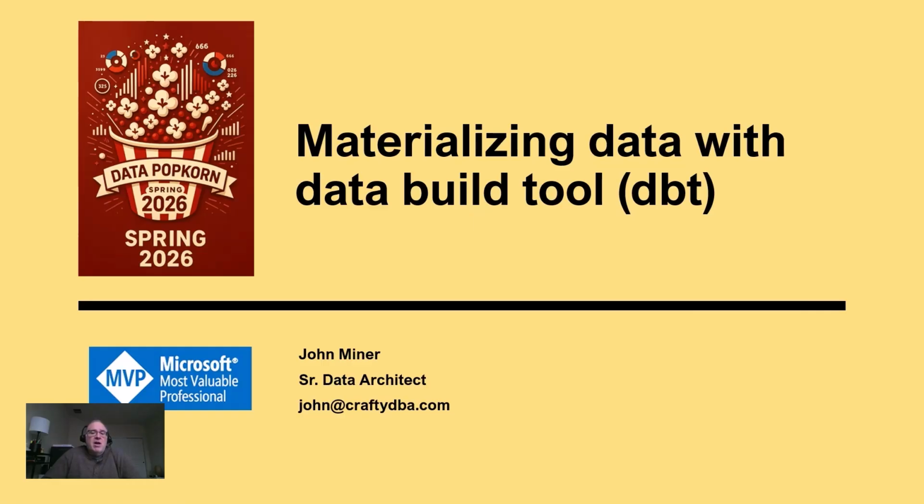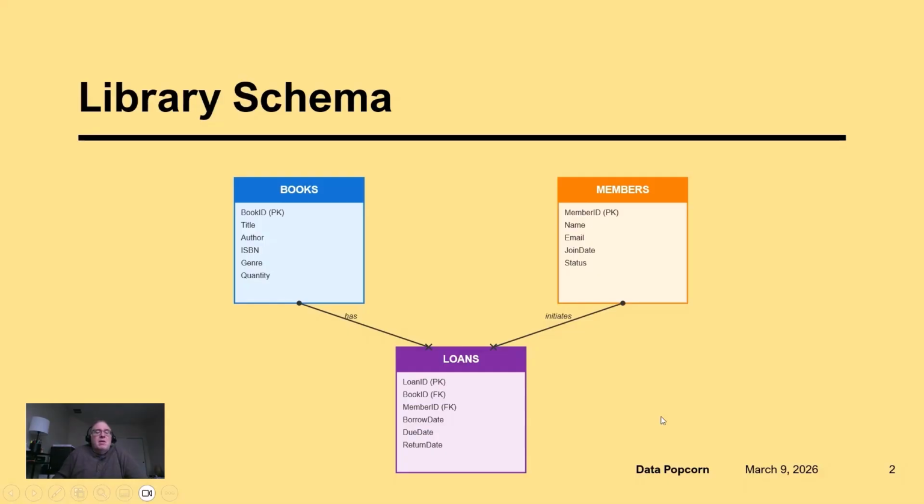Today I'd like to talk about materializing data with the data build tool, known as DBT. This video depends upon the prior video, which was talking about how to use DBT to seed tables. We're going to be using the library schema. It has books, loans, and members. This is the OLTP version of the schema. We're going to make an OLAP version for analytic processing.